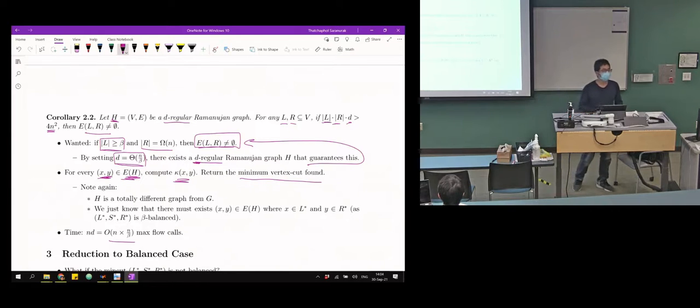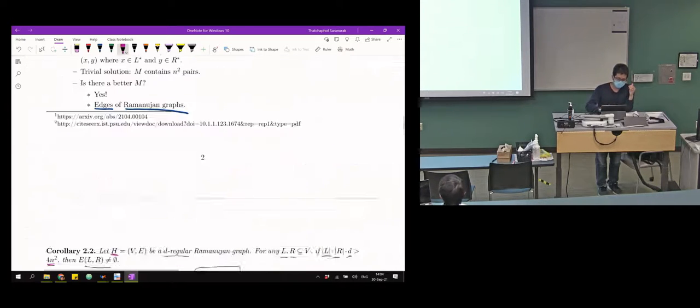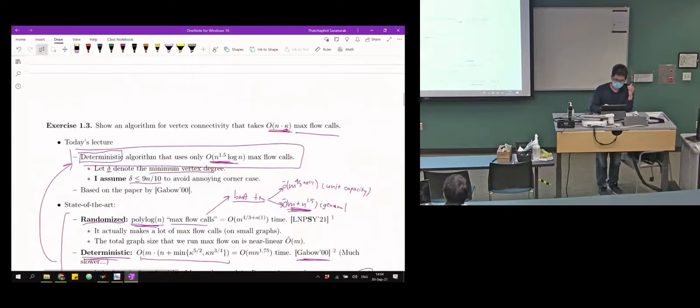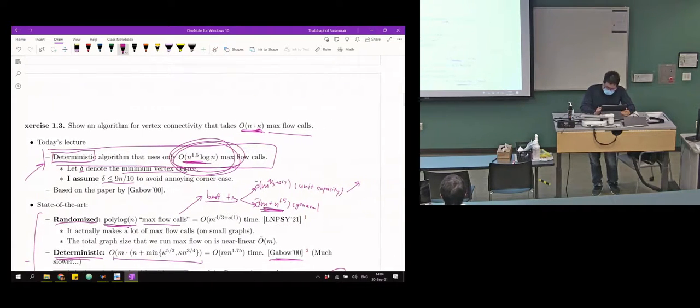Just a question about the state of the art you mentioned in the maximum flow. Are they deterministic or are they randomized? So yeah, this one is the state of the art for deterministic algorithms already. No, the first one is randomized. Oh, for max flow, I see. This is deterministic actually. This is randomized.